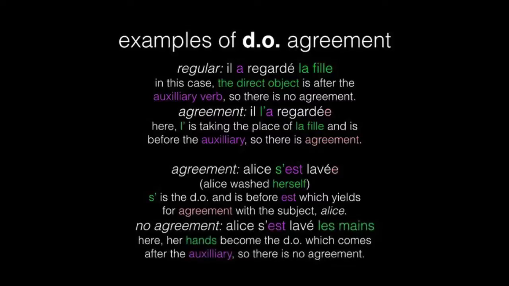However, when we put les mains after our verb, the direct object becomes her hands instead of herself. So the direct object then becomes after the auxiliary, so there is no agreement. It seems complicated, but once you get used to these problems, you'll quickly be able to determine if there is agreement or not.